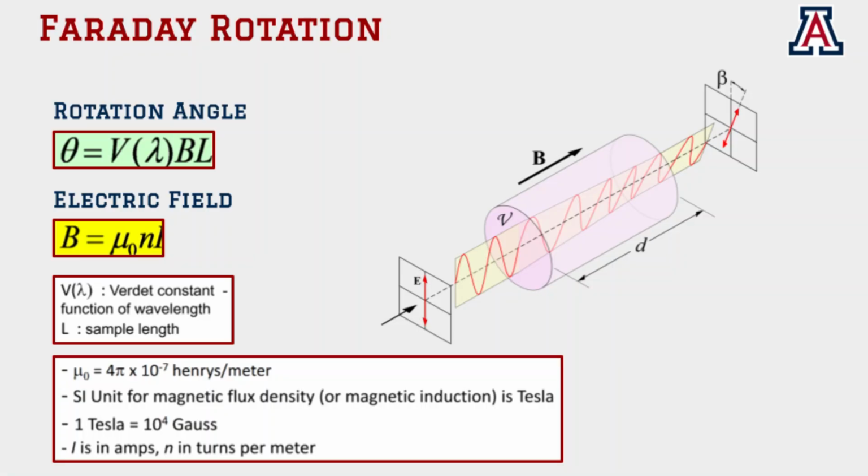Faraday rotation is when polarized light rotates as it passes through a material that is inside a magnetic field. The magnetic field twists the light by an angle that depends on the material's Verdet constant, the strength of the magnetic field, and the length of the sample. This effect is important because it is used in optical isolators and many photonic devices. It also helps us measure magnetic fields and understand how light interacts with matter.